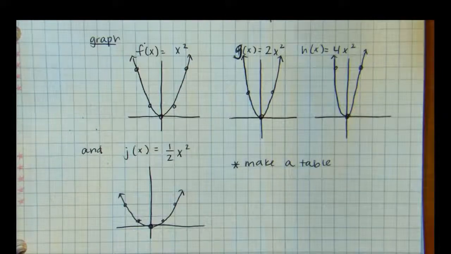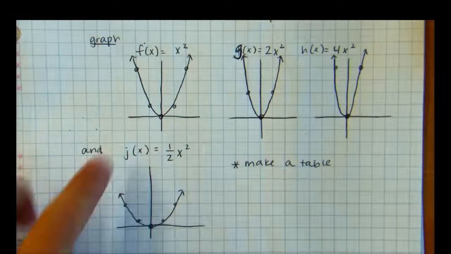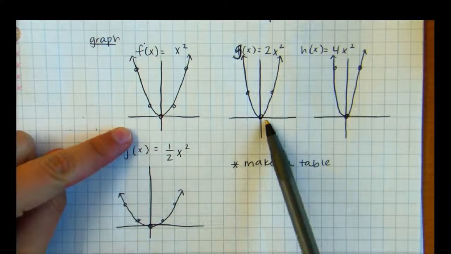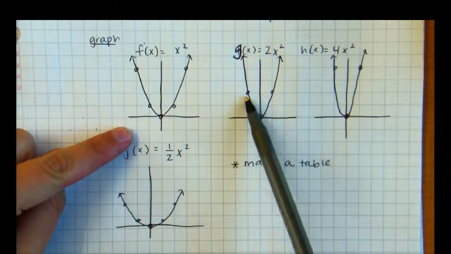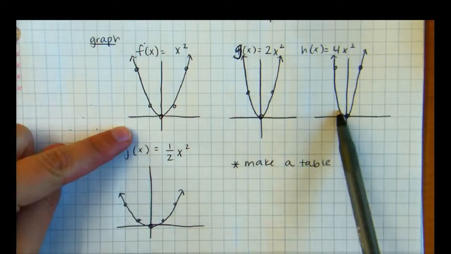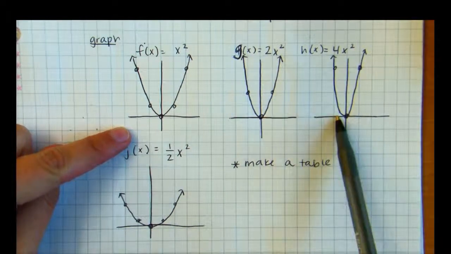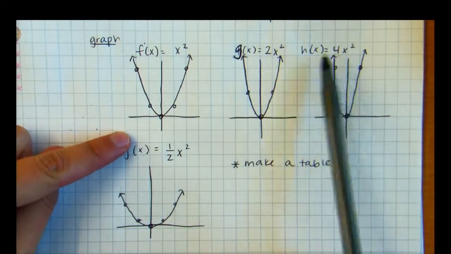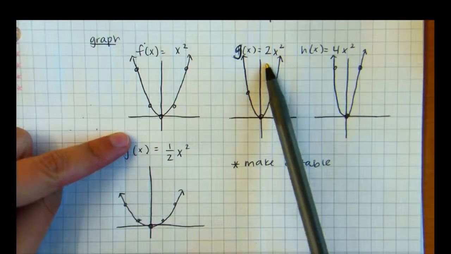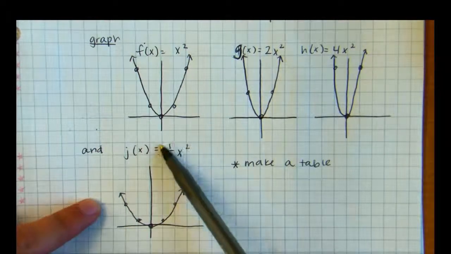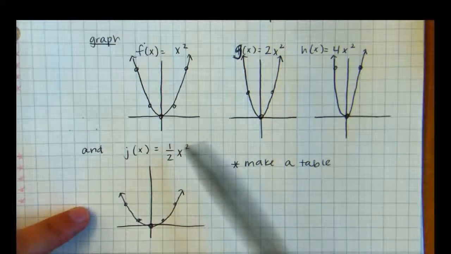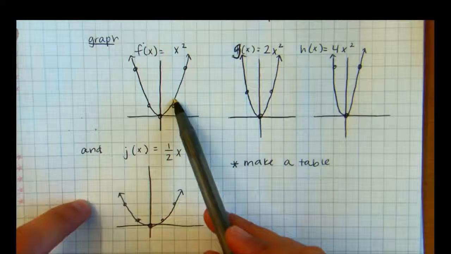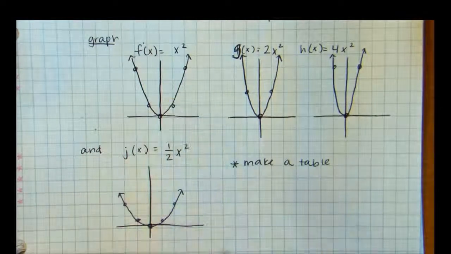Our four graphs should end up looking like this. So we've got our parent function, and then you may notice that from this function to this function, our graph gets a little bit narrower. And same thing from here to here. Our function again is getting narrower and narrower as we put larger numbers in front of our parent function. However, as we put a smaller number in front of our parent function, we've got 1/2 in front. You may notice that this seems a little bit wider than the parent function that we originally started with.